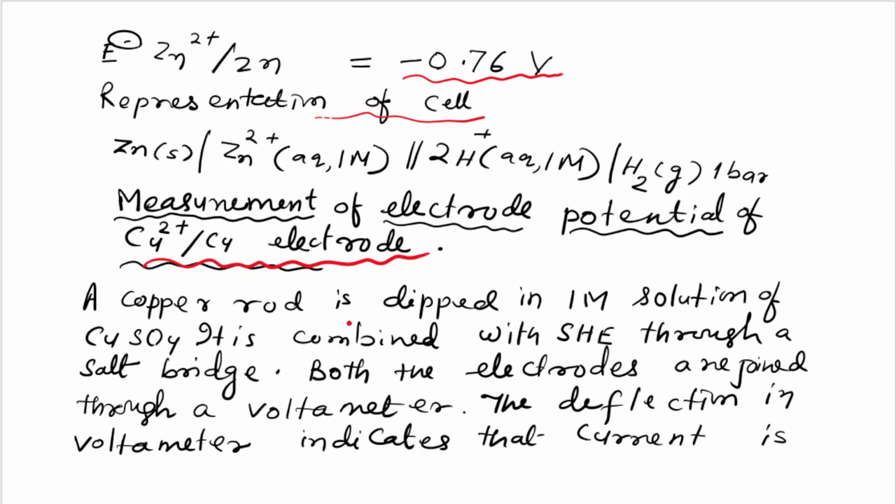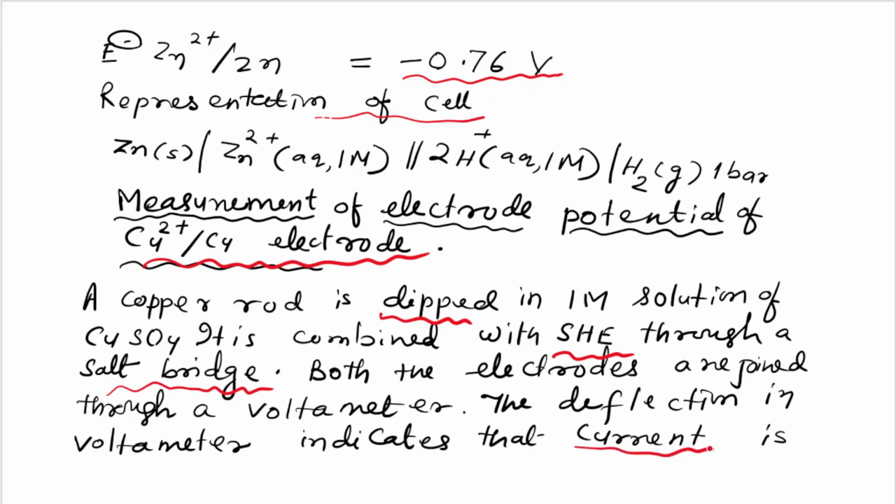Measurement, similarly, how can you calculate the electrode potential of the copper electrode, that is Cu plus 2 oblique Cu. A copper rod is dipped in the same way as the zinc rod. Here the copper rod is dipped in a 1 molar solution of copper sulfate. It is connected with the S.H.E. through a salt bridge. Everywhere, without a salt bridge, the connection can never be completed. Both the electrodes are joined through a voltmeter. Why are you using a voltmeter? Because you should know what current is produced from the deflection in the voltmeter.